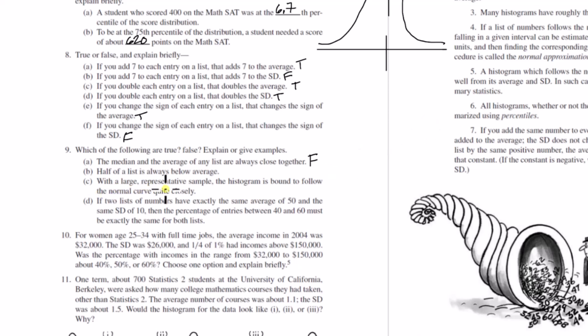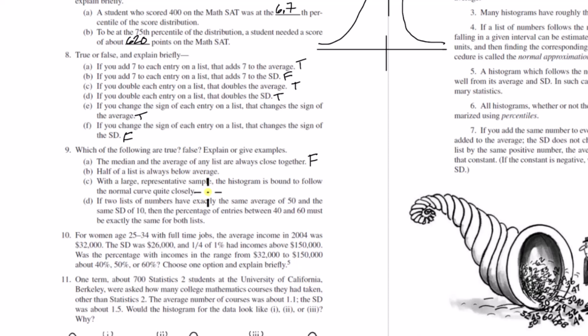With a large representative sample, the histogram is bound to follow the normal curve quite closely. No. Whenever we talked about the normal distribution, yes, a lot of numbers follow a normal distribution, but in general, for any list of numbers, it's not.